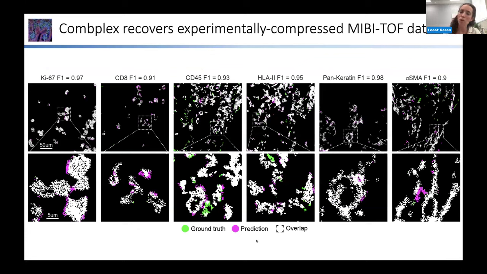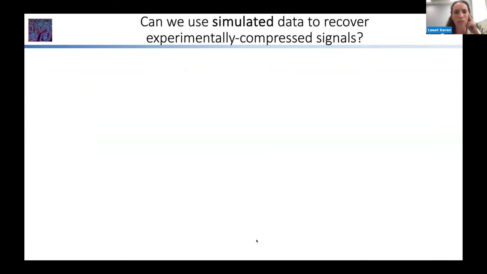Then we turned to a different approach, MIBI-TOF, which is a mass spec based approach, and again applied it and devised the experiment to do this also on MIBI, and here also in MIBI, you can see that it does very well. These mass spec-based approaches tend to give you such a pixelated signal. So you can see this here. And so we were really excited about that.